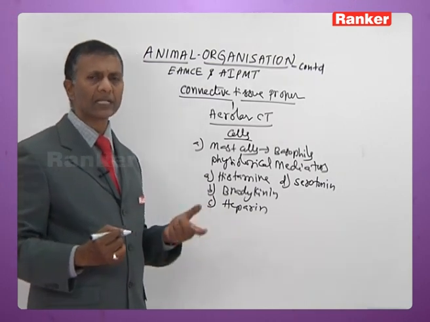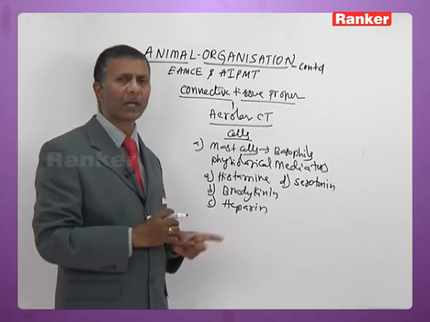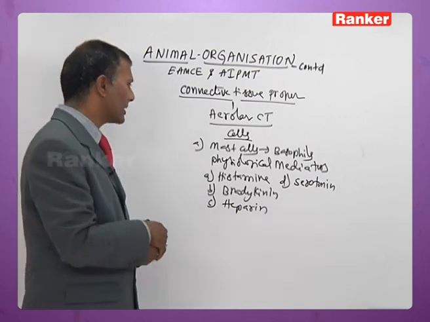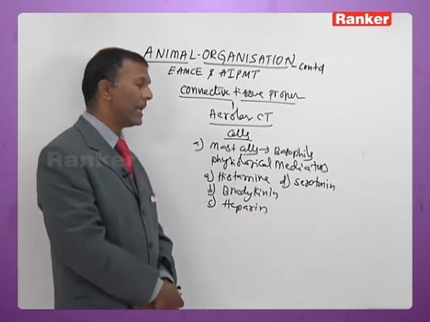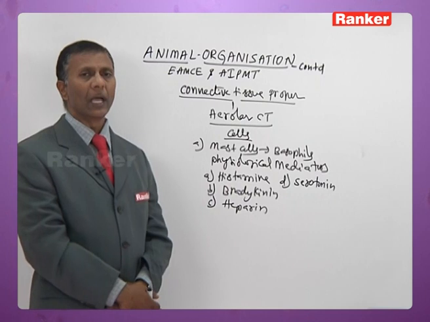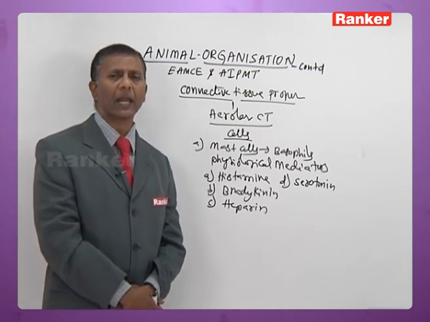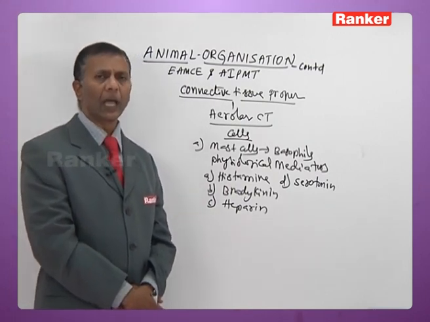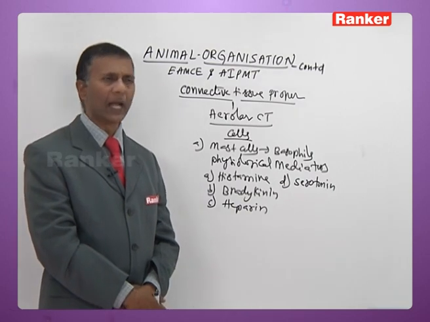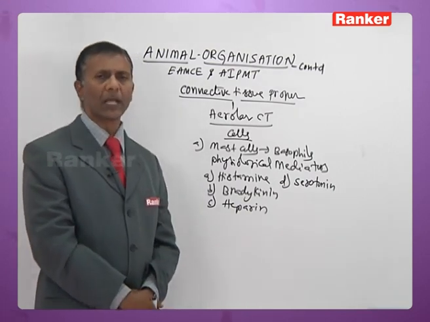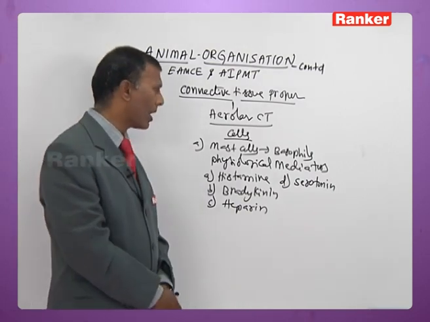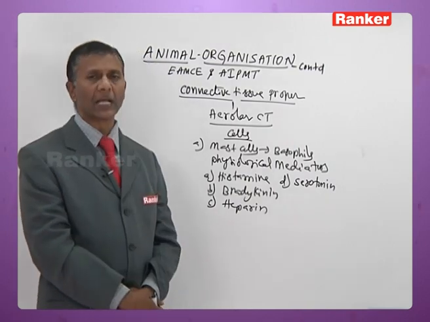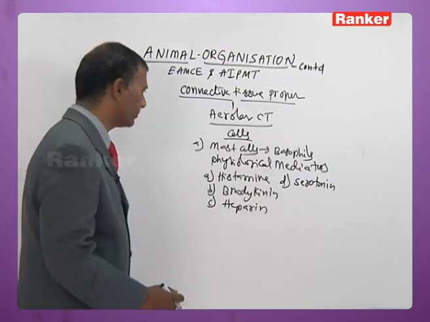Apart from this, it secretes some more physiological mediators. The most important are 4 of them here now: histamine, heparin, bradykinin and serotonin. Among these, histamine and bradykinin both are vasodilators. Heparin is an intravascular anticoagulant. Serotonin is a vasoconstrictor. All of them are obtained from mast cells at the time of inflammation.